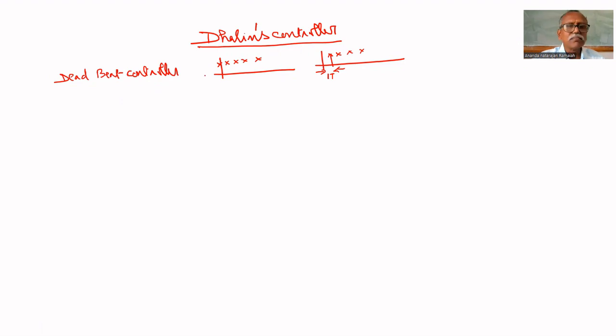The Dahlin's algorithm: for the step input, the response after one sampling period is like a first order response with dead time. That is, a first order plus dead time response we are assuming. This is for Dahlin's.